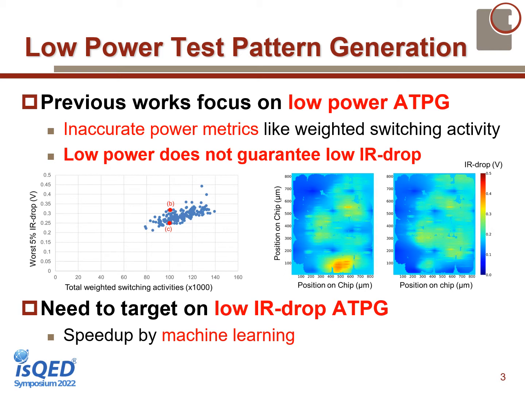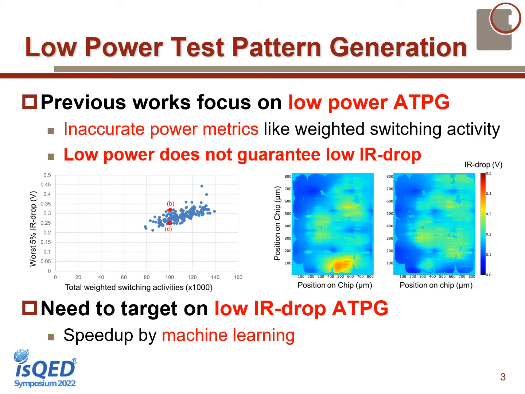Take a look at the following example. In the left, every point denotes the test pattern. Pattern B and C have the same power measured by weighted switching activities. However, both their IR drop distribution and worst IR drop value, as shown in the IR drop maps in the right, can't be more different. Therefore, we have to target on low IR drop ATPG.